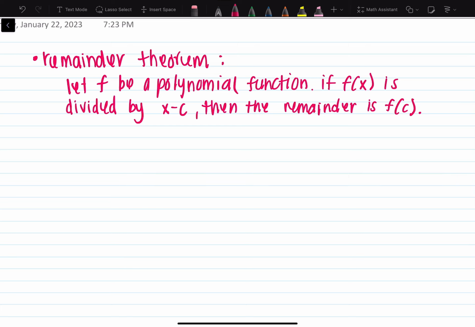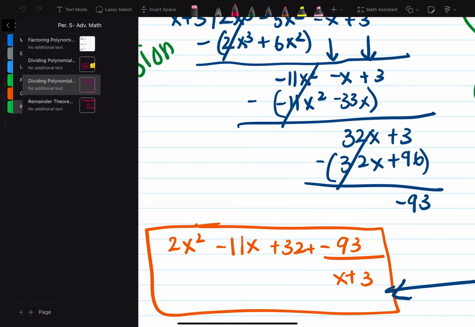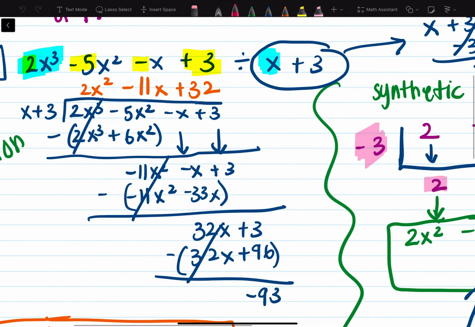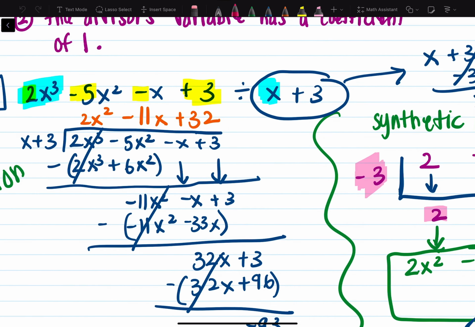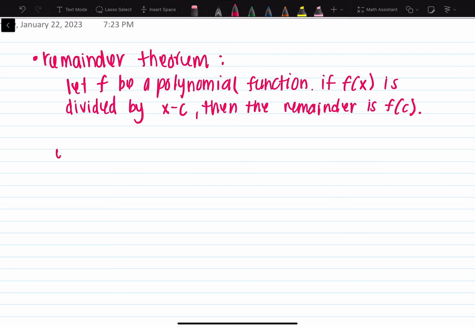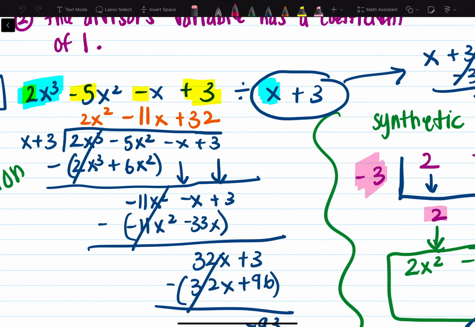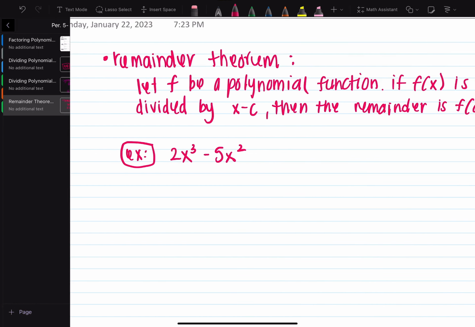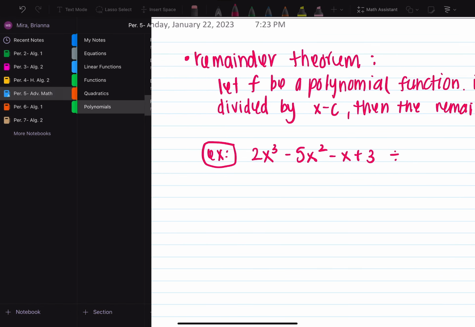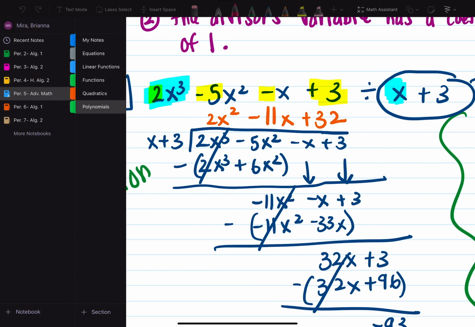Okay, just so that I can show you what I mean, we're going to use this same example over here, where we already know the remainder is negative 93. So we're going to copy it over. Let's go into an example: 2x cubed minus 5x squared minus x plus 3 divided by x plus 3.